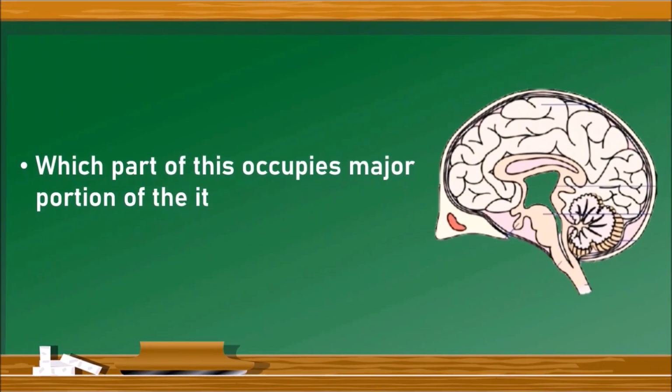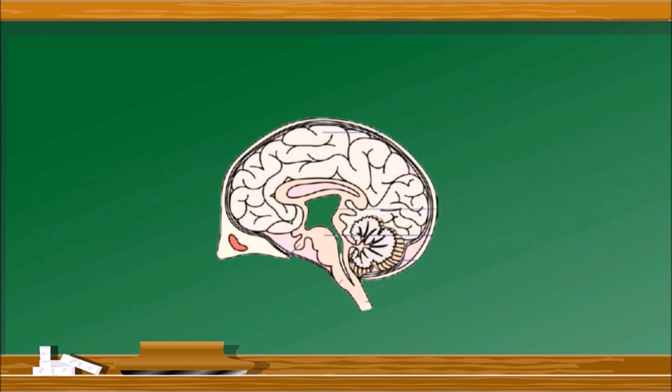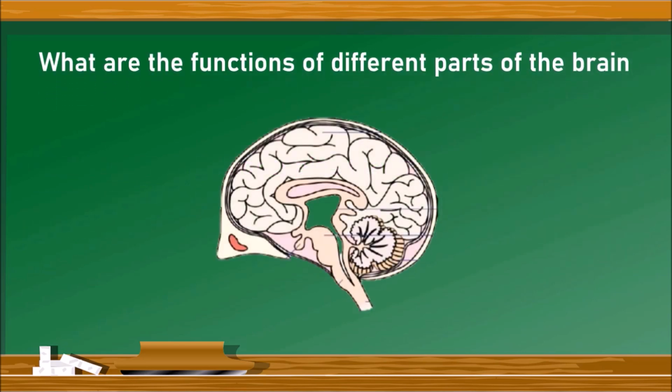Which part of this occupies major portion of it? In the brain, the cerebrum occupies major portion of the brain. Next one, what are the functions of different parts of the brain? The question may be asked, any one part of the brain is labeled and may be asked what is the function of it. So for that purpose, I am briefly giving the functions of different parts.